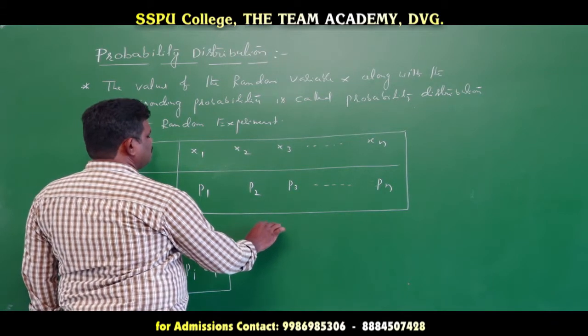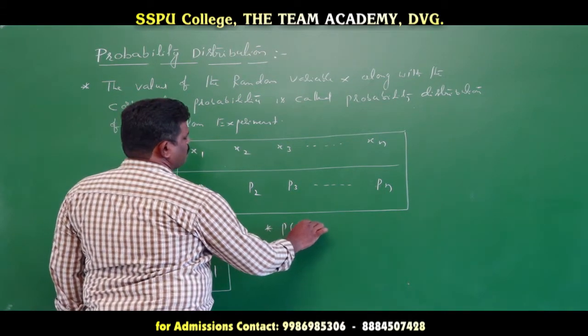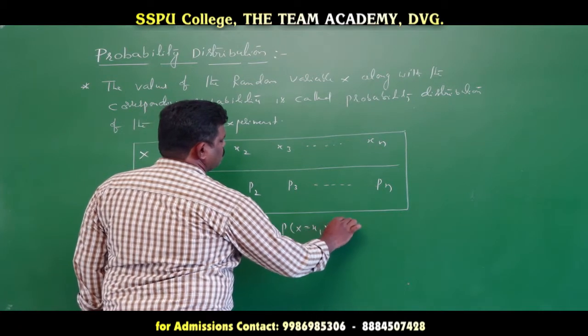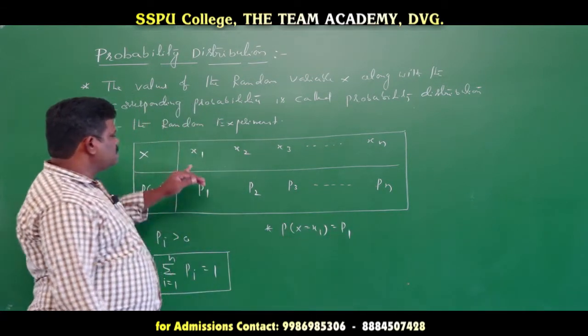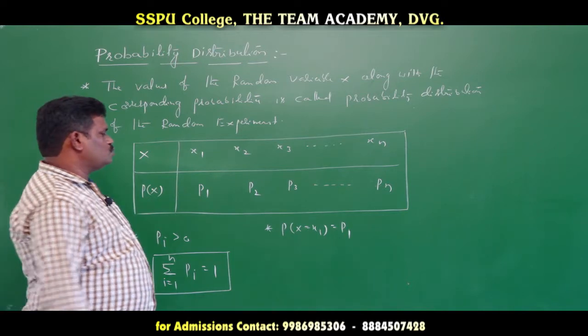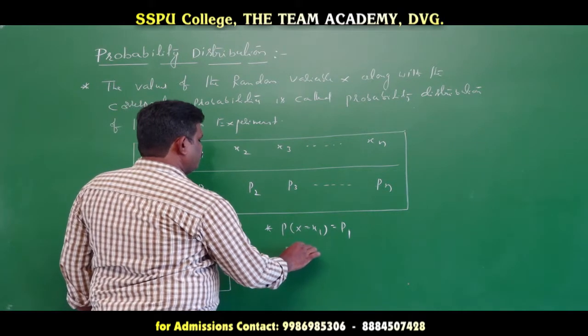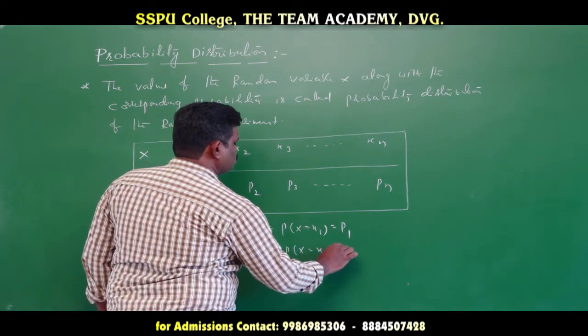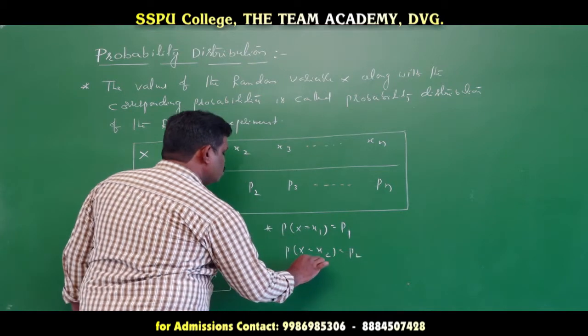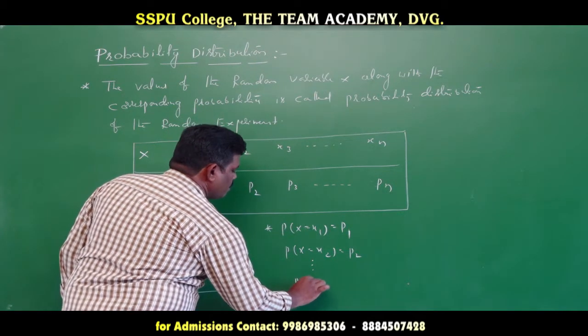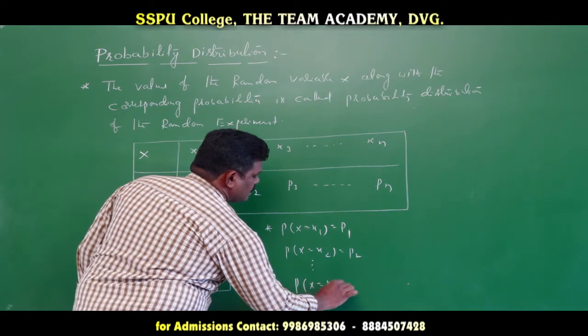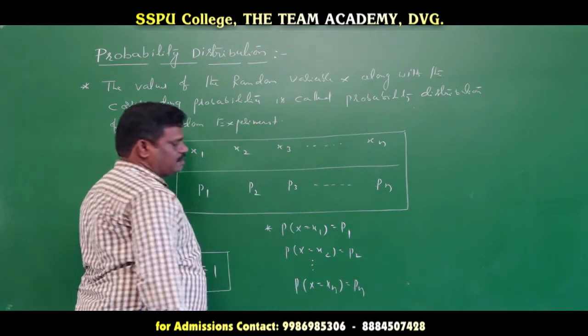For every observation, the probability of x equal to x1 is p1. This observation has probability p1. Likewise, the probability of x equal to x2 is p2. Like that, the probability of x equal to xn is pn, or pi.